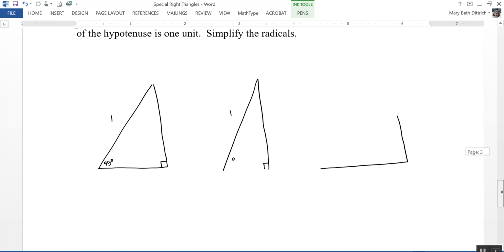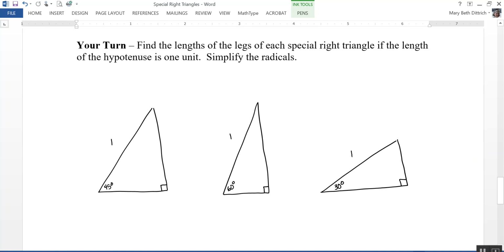Now what I'd like you to do is to try to do these problems on your own. So here we have a 45, 45, 90 right triangle and two 30, 60, 90 right triangles. In each case, the hypotenuse is 1 unit long, and I'd like you to try to find the lengths of the legs of these. This is really going to help us when we get into the unit circle and start doing some trigonometry. So I'd like you to pause the video and give these a try.